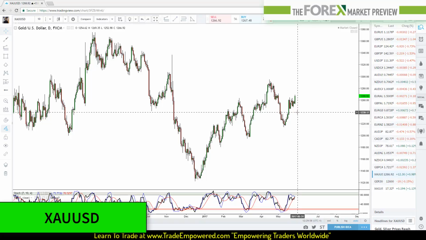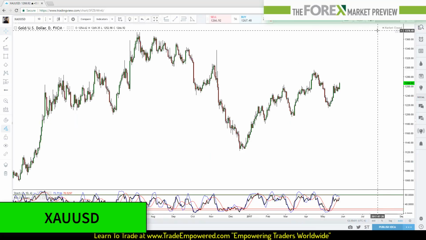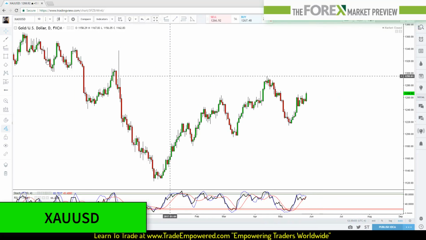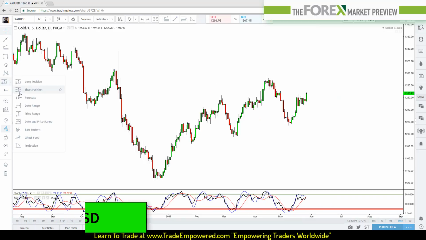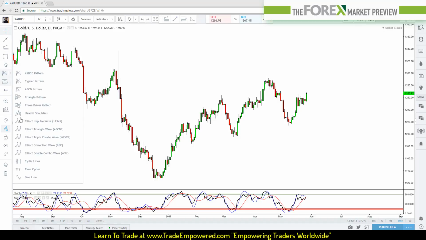Gold here on the daily is another interesting one. This is one I was looking for a head and shoulders pattern on a couple weeks ago. I'll just go ahead and draw that out. If you're here on TradingView, it should be one of my archived ideas. You can look at it. Let me just find out where it's at.